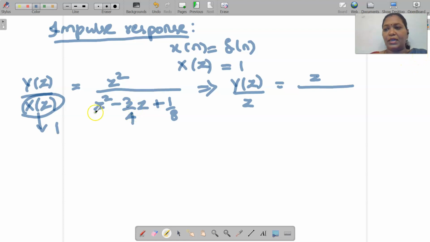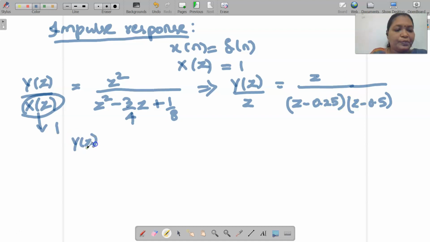So you should apply your a value as 1, b value as minus 3 by 4, c value as 1 by 8. So when you factorize, you will get your factors as z minus 0.25 and z minus 0.5. Okay, so you'll be getting like this. So use your calculator and find out your factors. So now for this term, I have to apply your partial fraction.